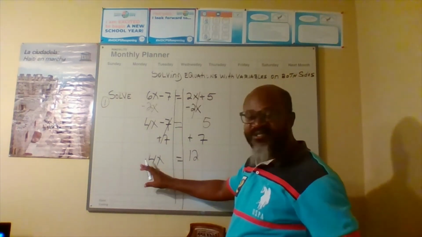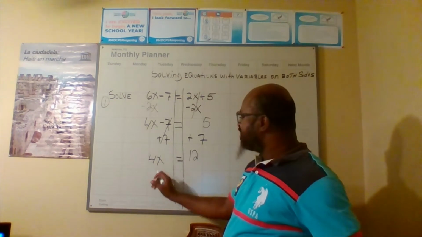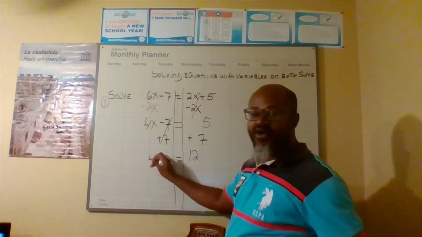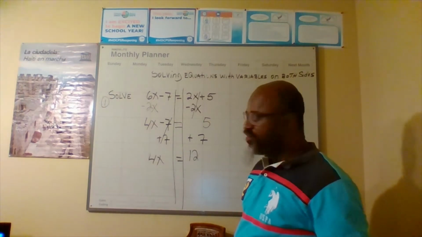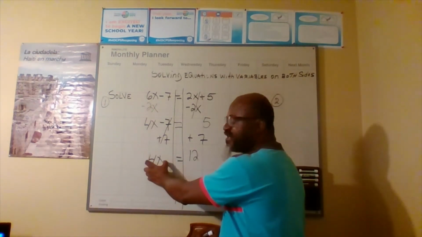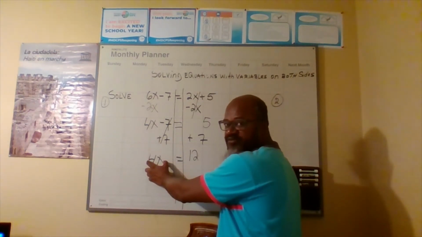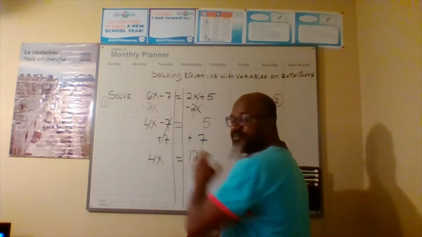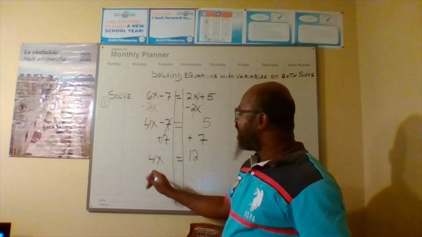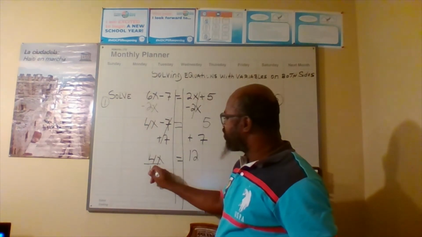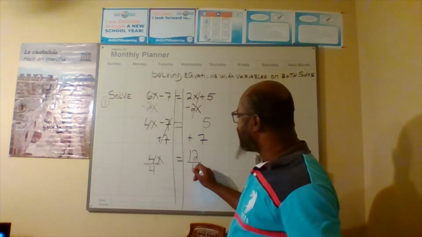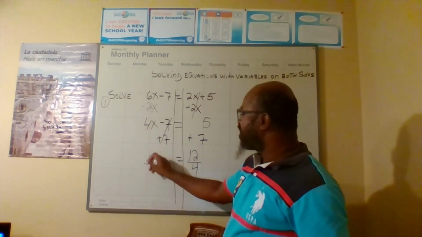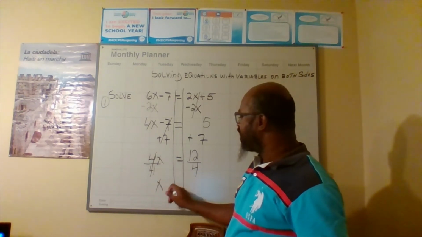Now, you almost have x by itself, with the exception that you have a coefficient of 4. You need to get rid of that 4. In order to get rid of that 4, I will have to do inverse operation. The inverse operation of multiplication is division. So I will apply the division property of equality. If I divide this side by 4, I will have to divide this side by 4. Then the 4 cancels with the 4 and you bring down the x.